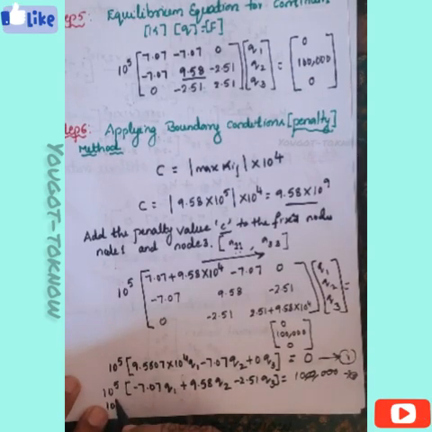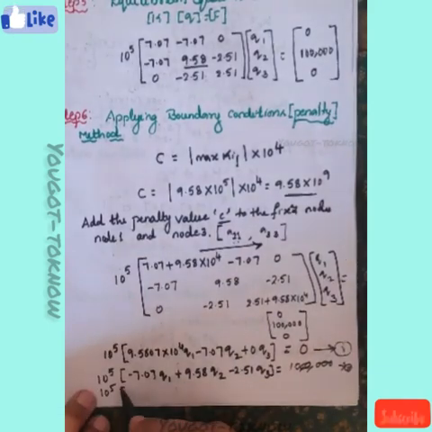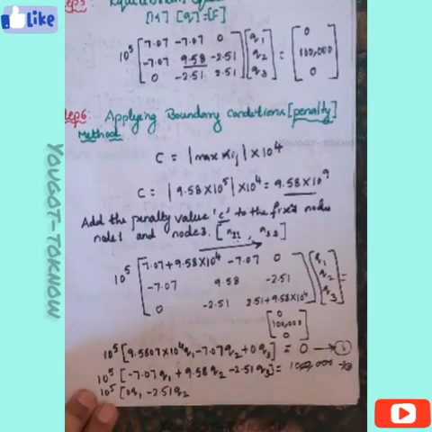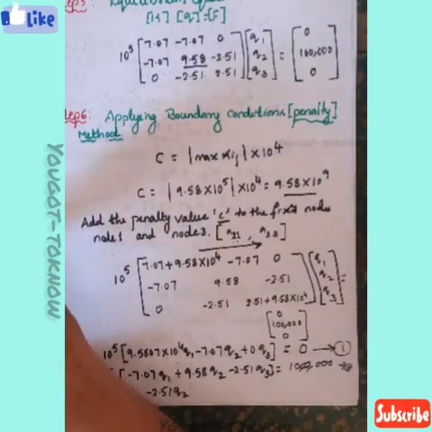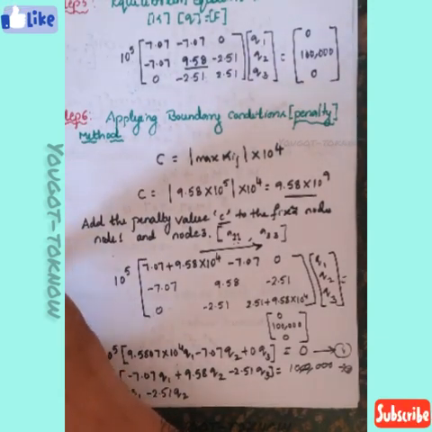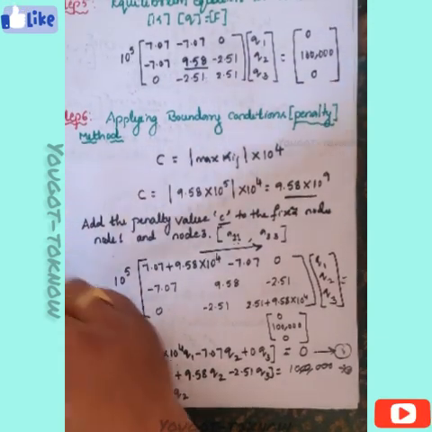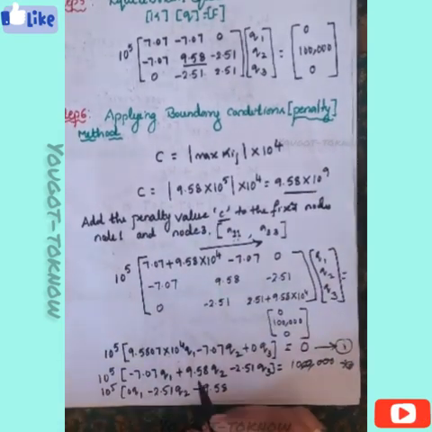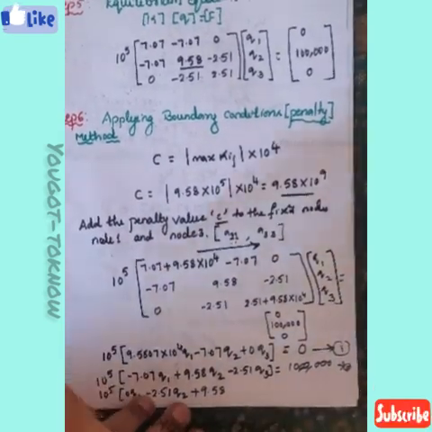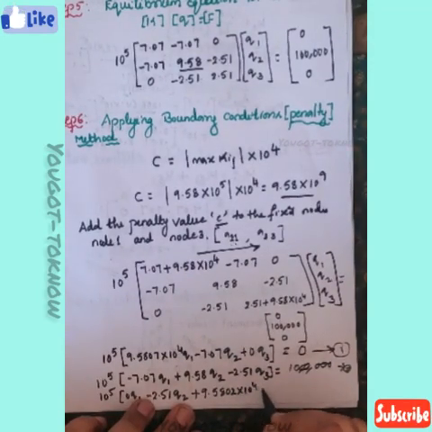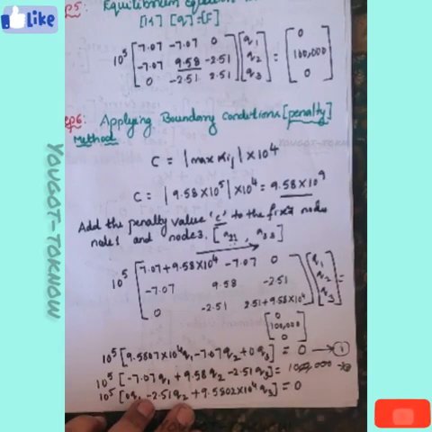Okay, then one more equation: 10 power 5, 0 into Q1 minus 2.51 into Q2. Then if you add those two, 9.58 into 10 power 4 plus 2.51, you are going to get 9.5802 into 10 power 4 into Q3 is equal to 0. That is equation number 3.